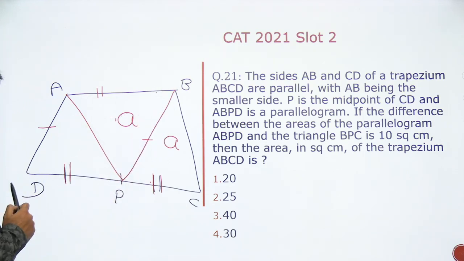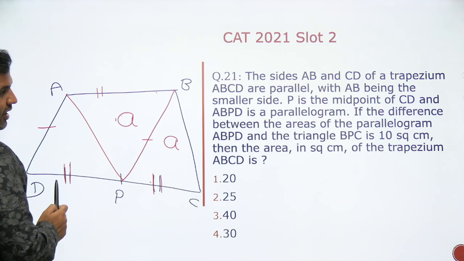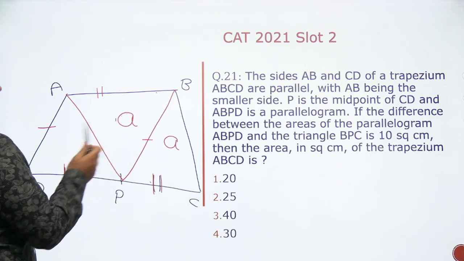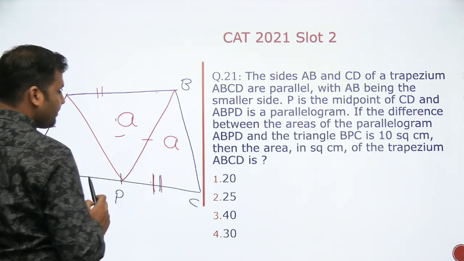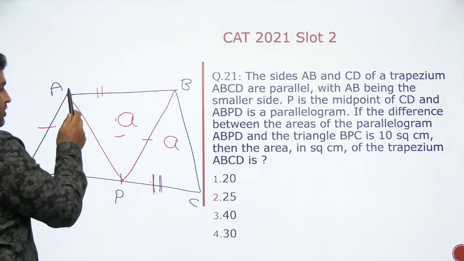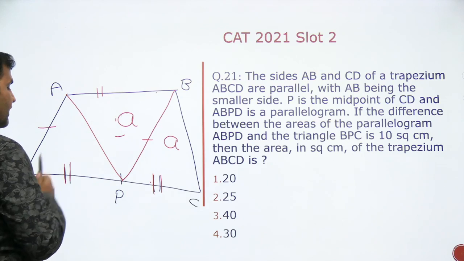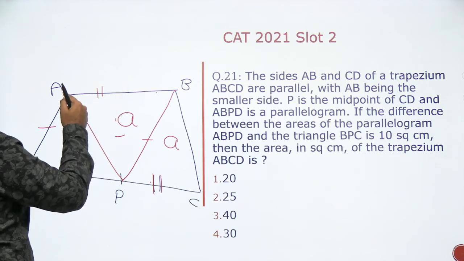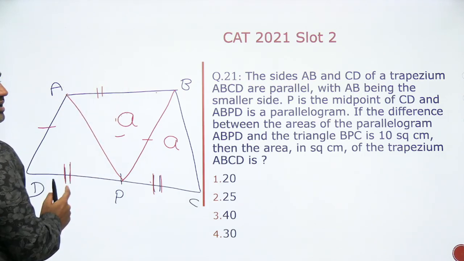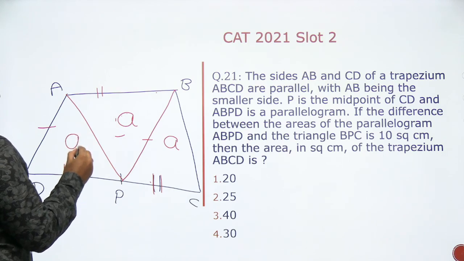ABCD, PD is a parallelogram. If this is a parallelogram, then we can say that this area would be the same as this, because a diagonal divides the parallelogram into two equal areas. Otherwise, you can say that this side is the same as this side. And because both sides are parallel, with the same reason, this area will also be A.